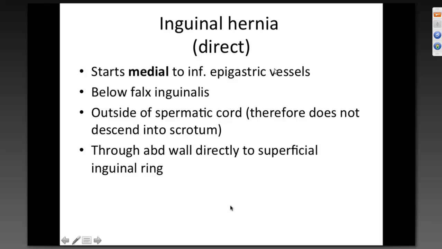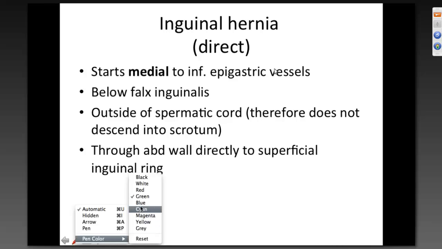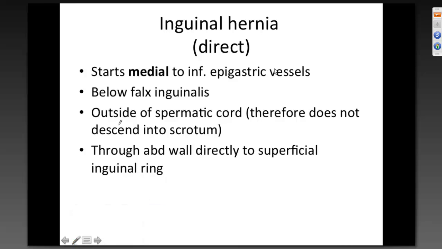So with the direct hernia, it starts out medial. It goes below the falx inguinalis. We will not have to pay attention to that. It is outside of the spermatic cord. So we're not really worried about it descending into the scrotum.